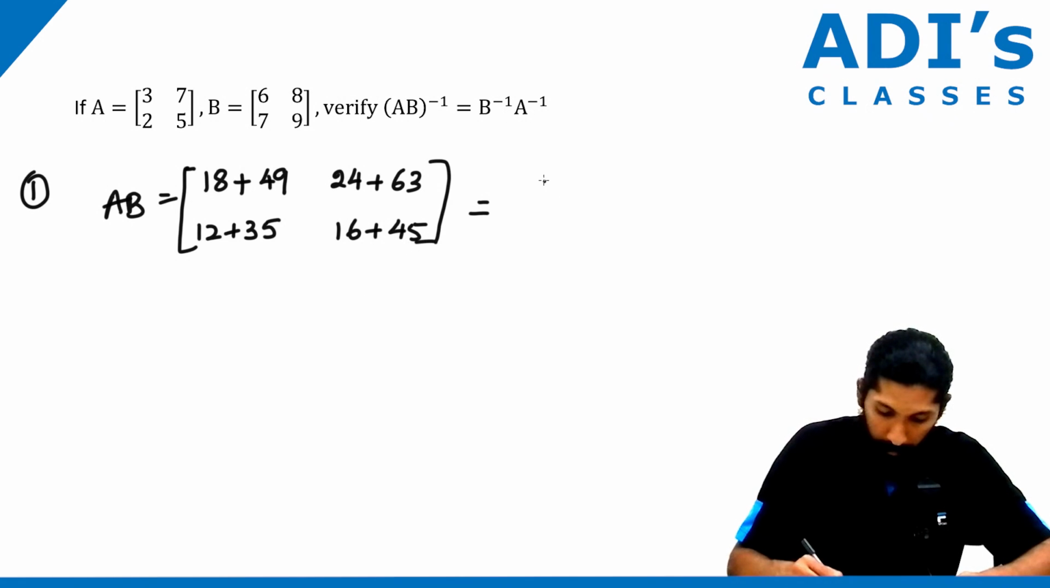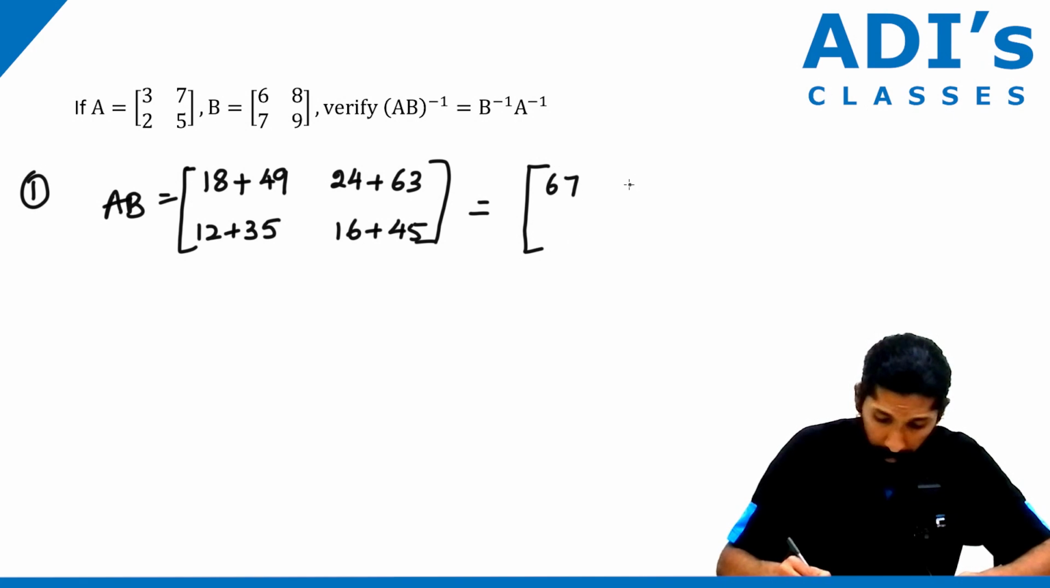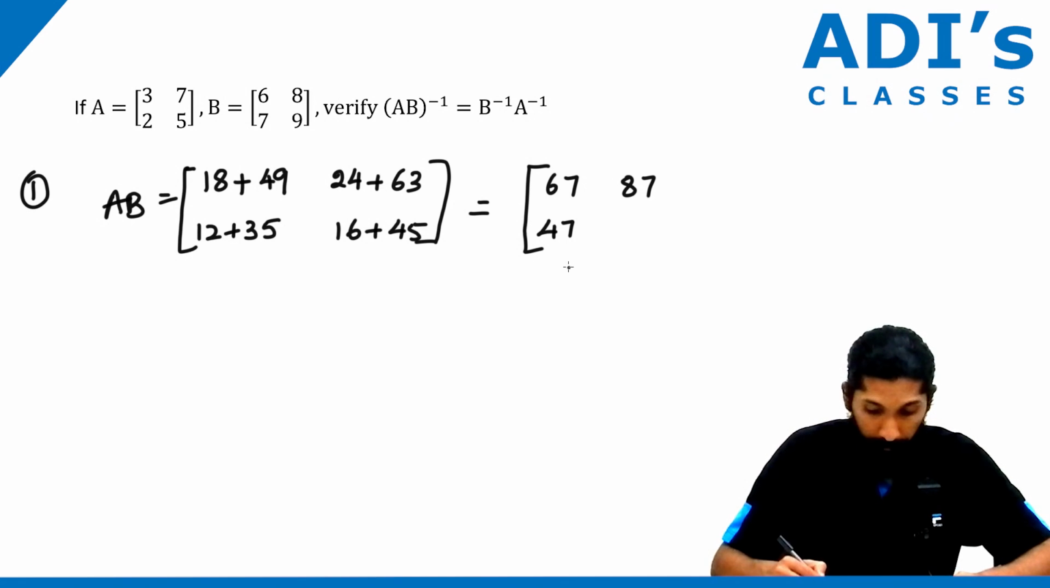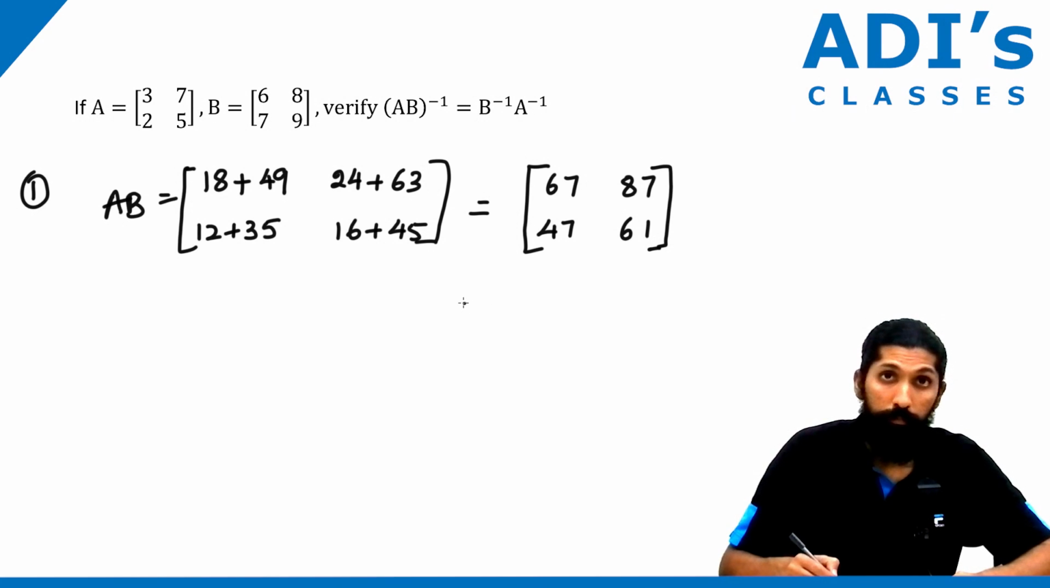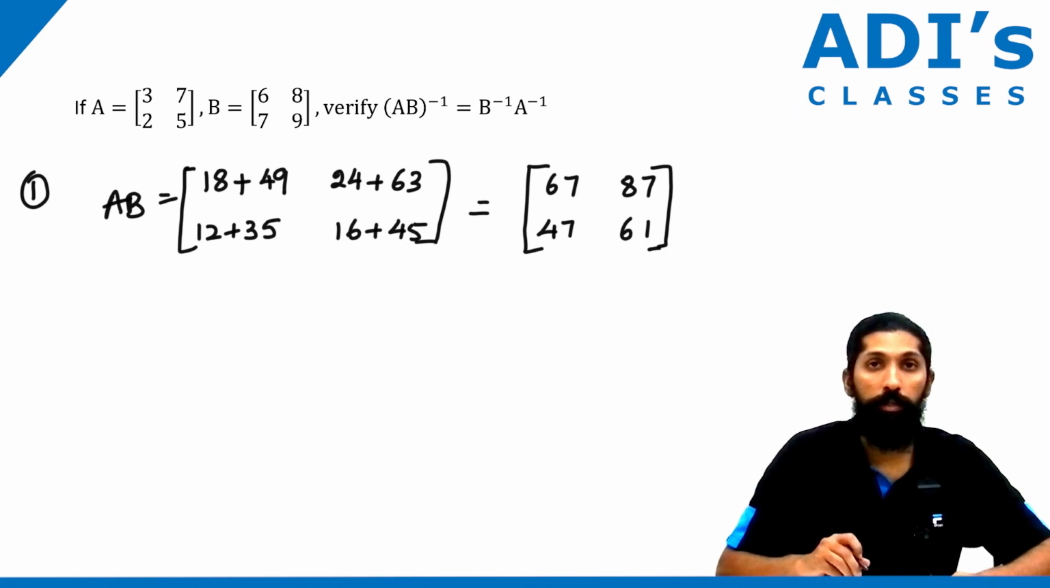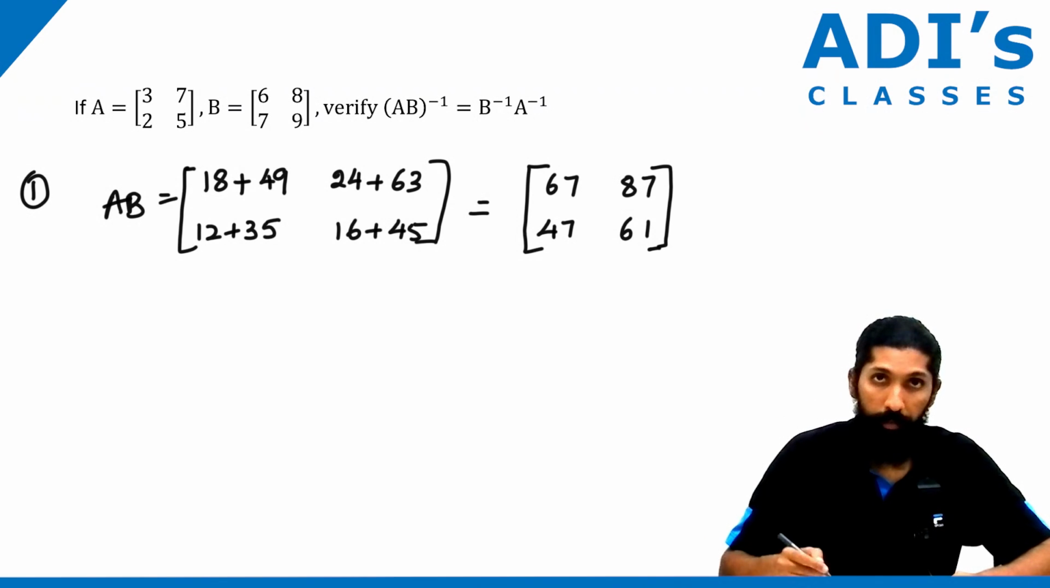So, AB value: 18 plus 49 is going to become 67. Next is going to become 87. Next is going to become 47. Next, you have 16 plus 45, which is going to give you 61. Now, this is AB. Remember, we have to calculate the inverse of AB.